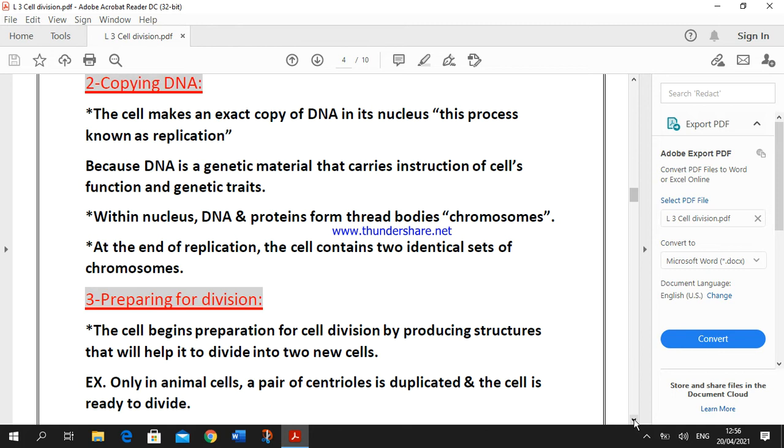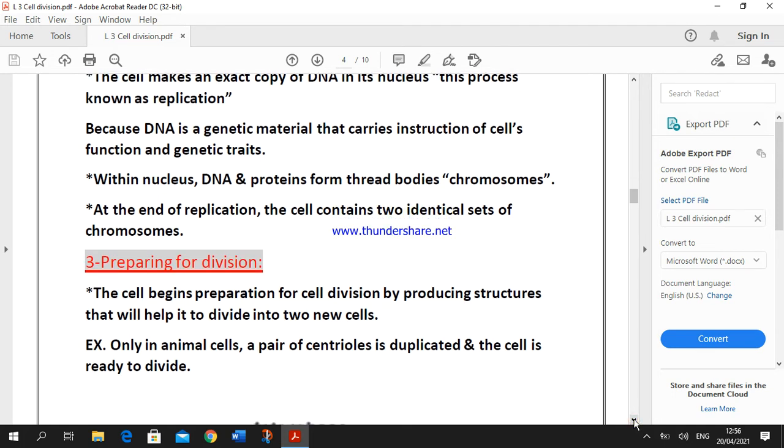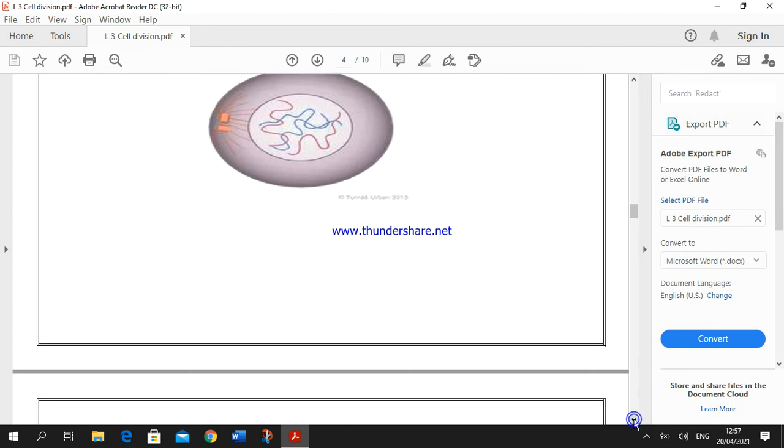After the replication, the cell contains 2 identical sets of chromosomes, and after that, the cell begins preparation for the cell division by producing new structures that help it to be divided into 2 new cells. For example, a pair of centrioles in animal cells, where centrioles are found in animal cells only. The centrioles are duplicated and the cell becomes ready to divide, okay?